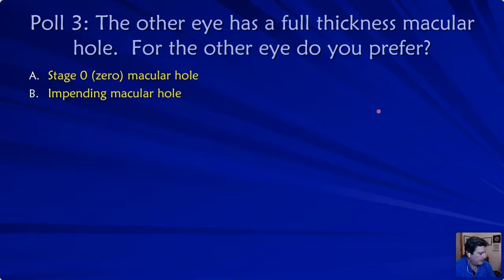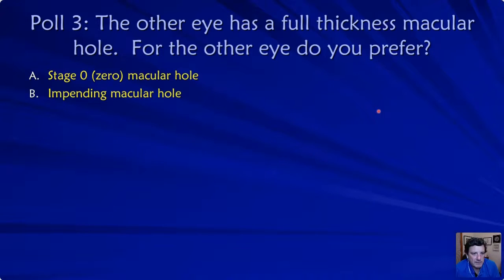Okay, we've launched the poll. Everybody's working on it. And again, there's no right answer, or there is an answer because you're going to pick A or B, but there is no right or wrong answer on this. So where's it trending, Joe? It's trending slightly above impending macular hole. Great. All right, so let's move on.